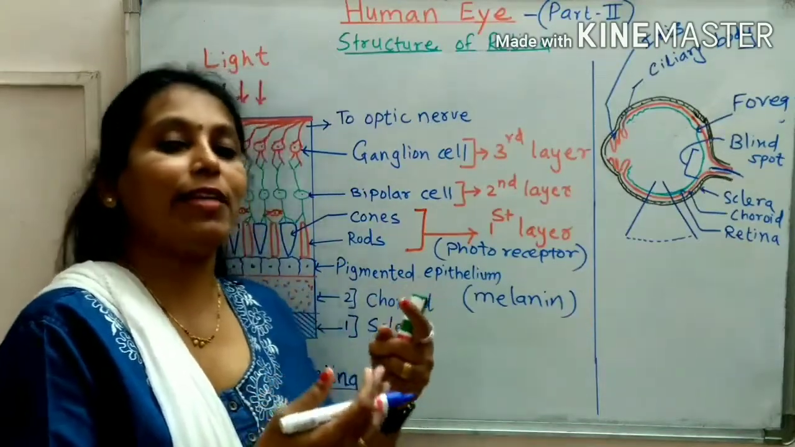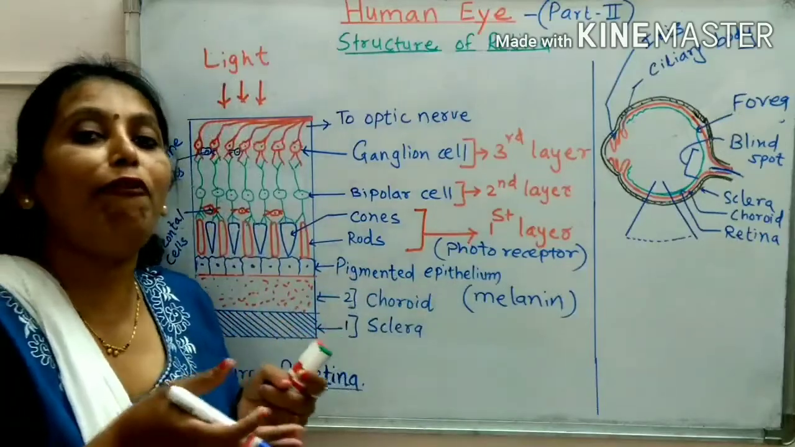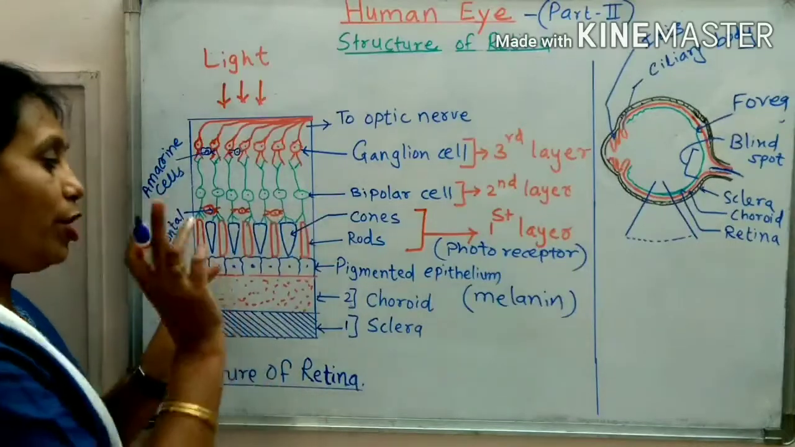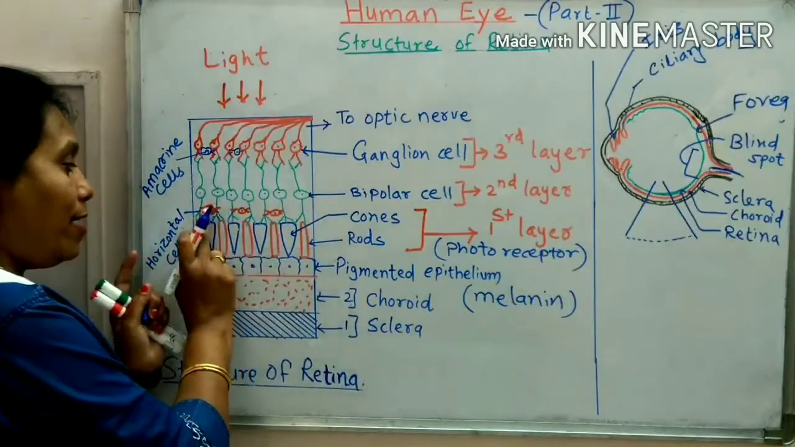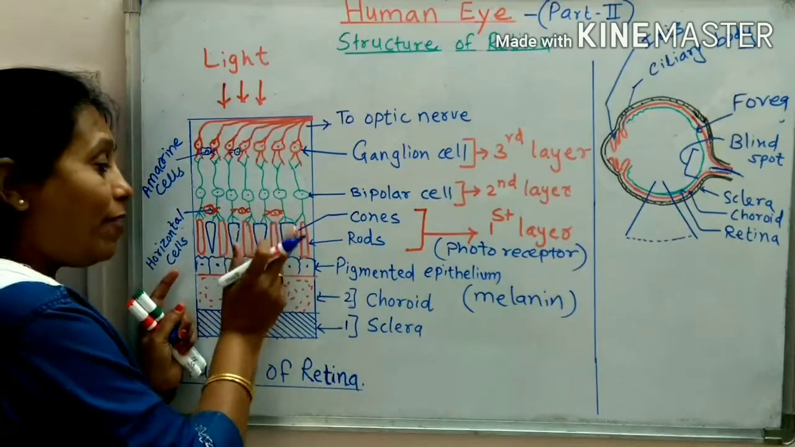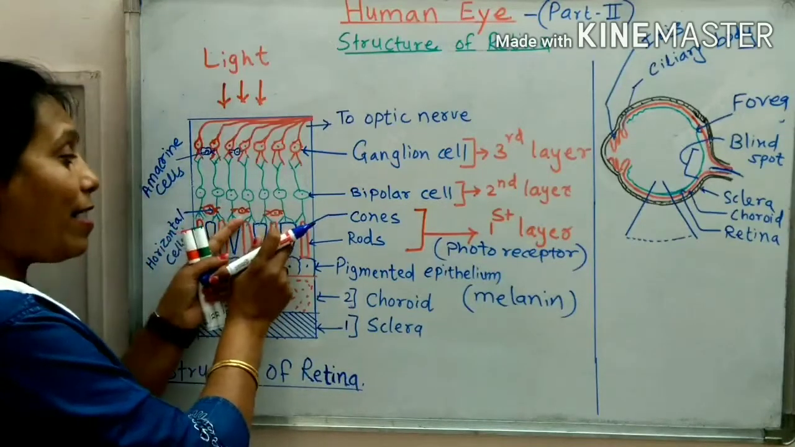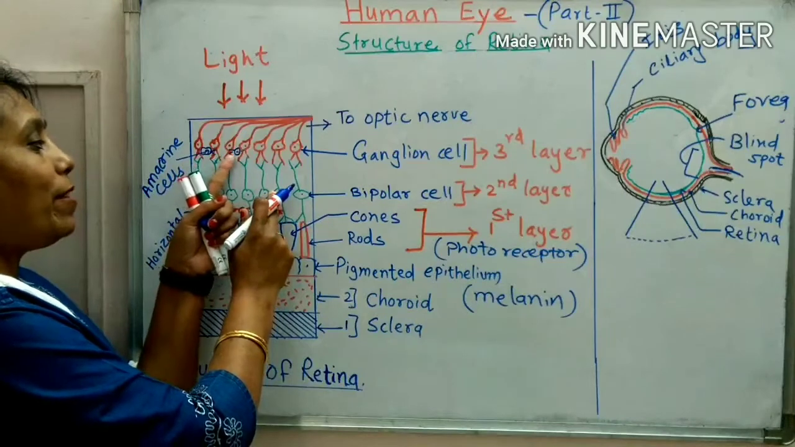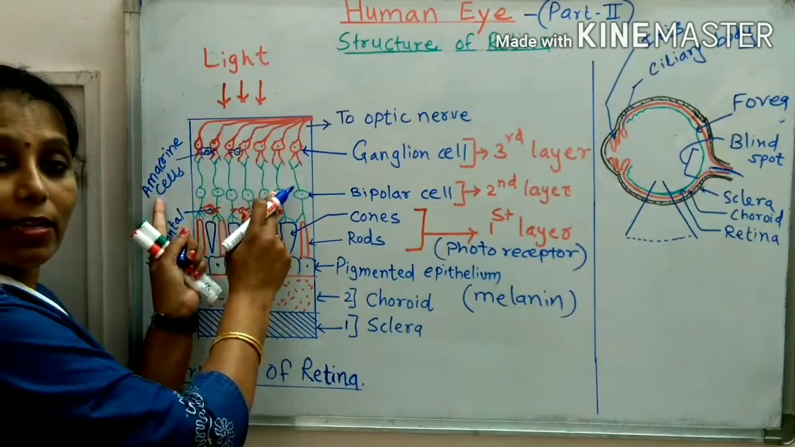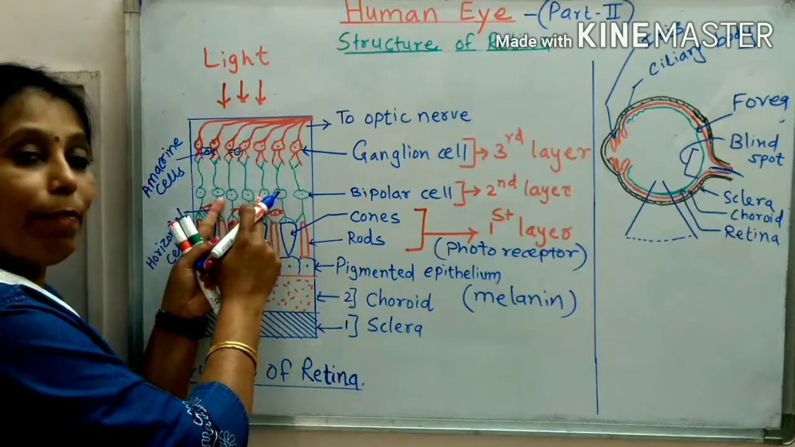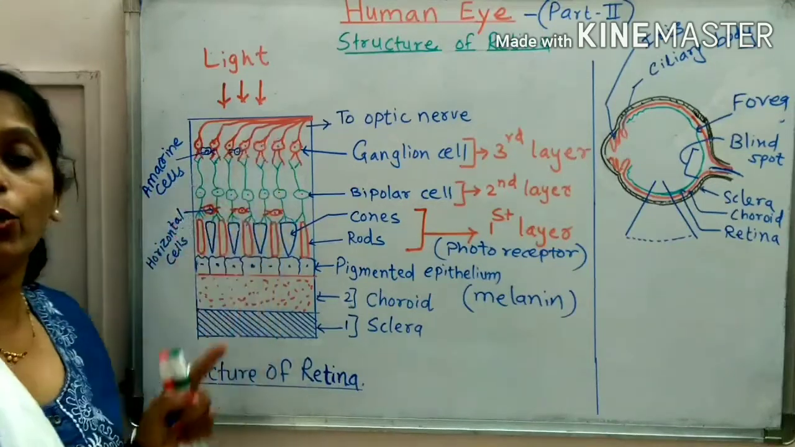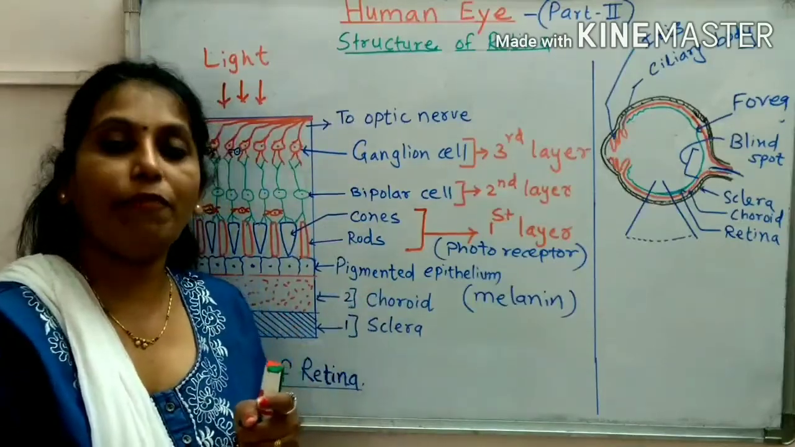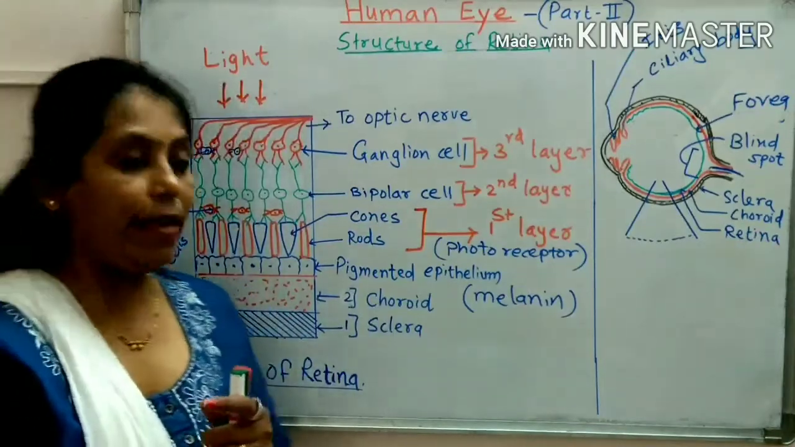Whatever information is coming, they modulate the flow of that information and transfer it. Horizontal cells modulate the information from the photoreceptor cell and transfer it to the bipolar cell. What exactly are the amacrine cells doing? They take the information from the bipolar cell and transfer it to the ganglion cell. So this is all about the details of the structure present in the retina.